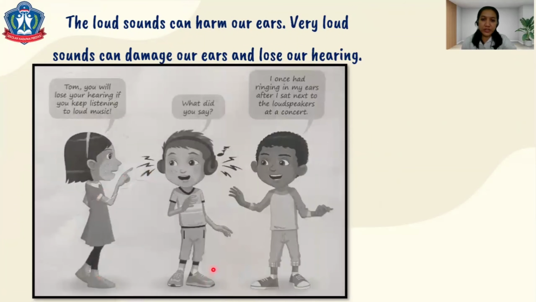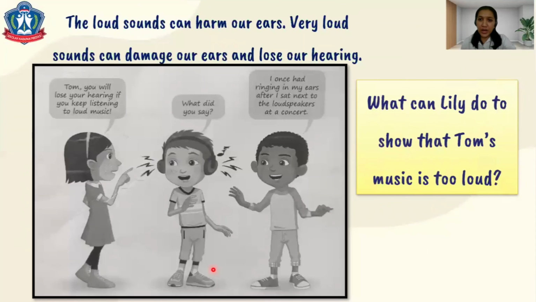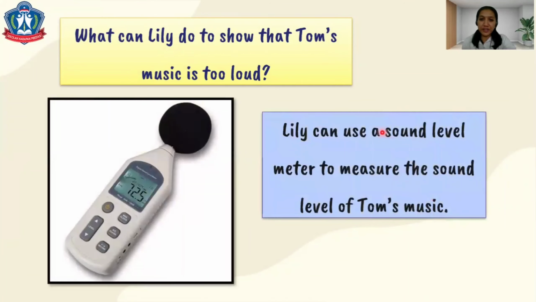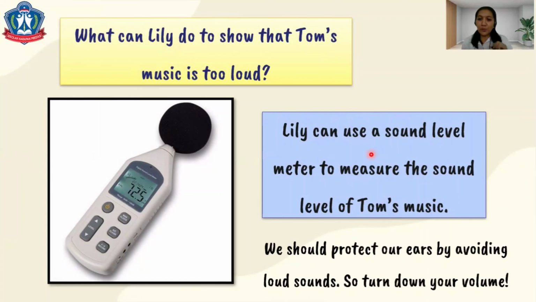Can you take a look at this script? What are they talking about? Can you help Lily? What can Lily do to show that Tom's music is too loud? Do you have any idea? Right, friends. Lily can use a sound level meter to measure the sound level of Tom's music. We should protect our ears by avoiding loud sounds. So, turn down your volume.